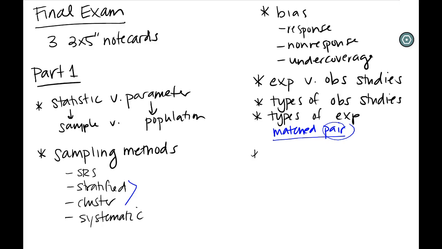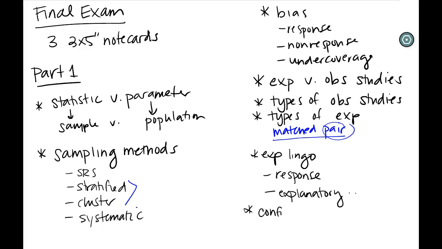And then we had a bunch of experimental lingo. And so examples of our experimental lingo, this was like our response variable, explanatory variables. And all of this stuff is still really fair game, especially these two ideas, because our X and our Y, what it is that we're trying to look at in terms of a relationship, very important. And that was the only other thing we had was confounding versus lurking in part 1.